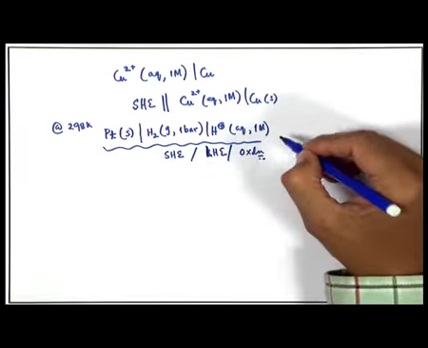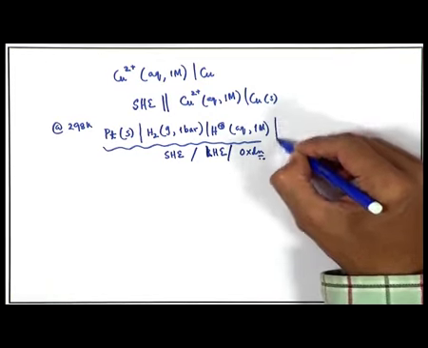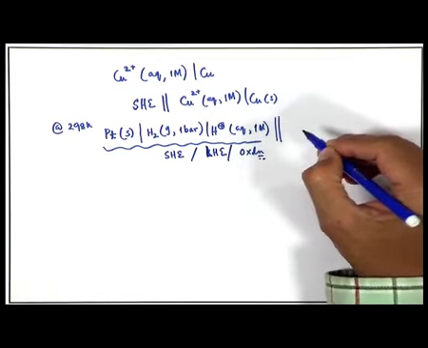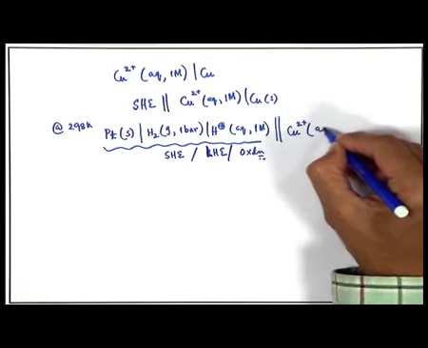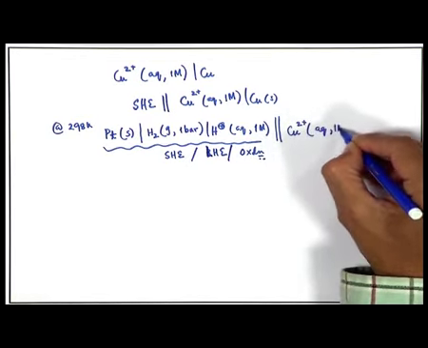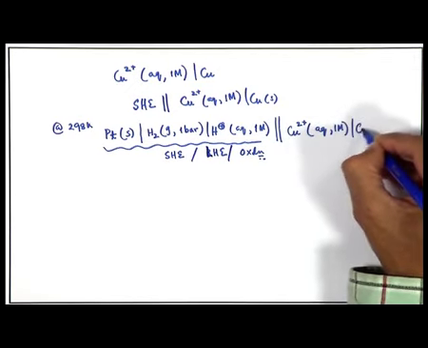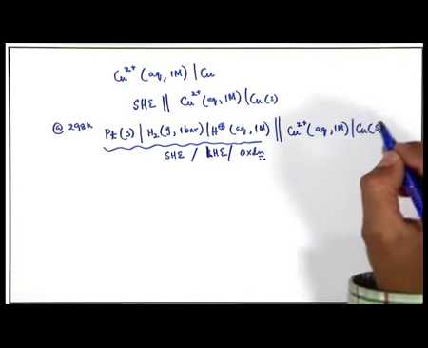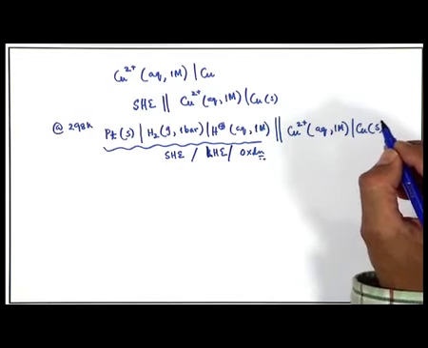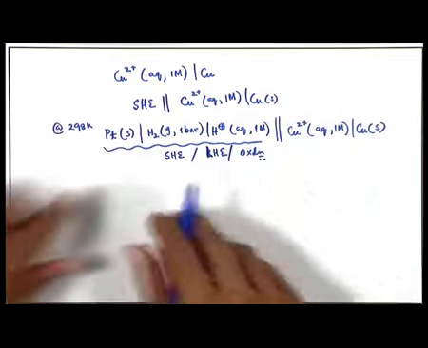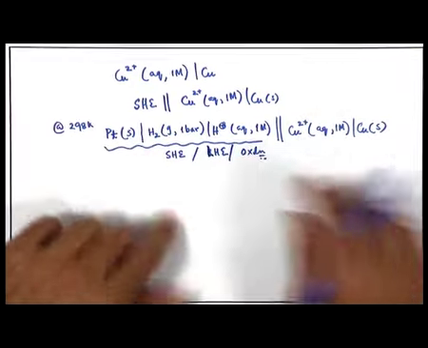Now, couple this with the copper electrode. So, put a double vertical line, Cu2 plus equals 1 M, then Cu solid. So, this completes the cell. This completes the cell that you have constructed, and then what you have to do, you measure the EMF of this cell.